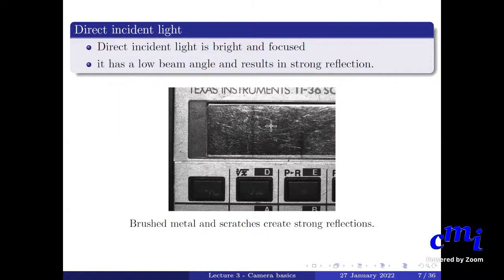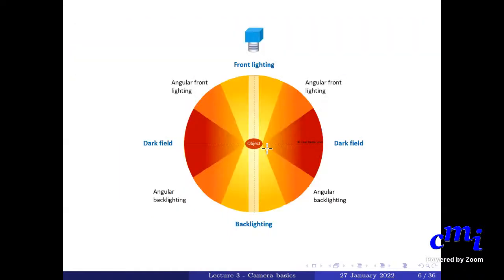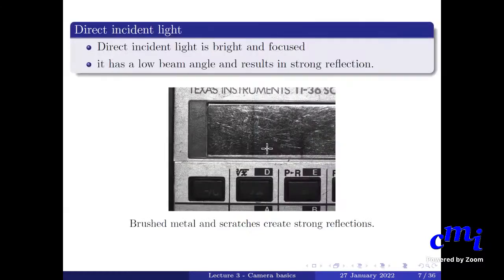On the other hand, because it is so bright and focused, all the minor scratches on the screen are appearing so clearly. So this is an effect that you may not want. You should know the pros and cons, or at least have an idea of the pros and cons, of all these kinds of lighting.